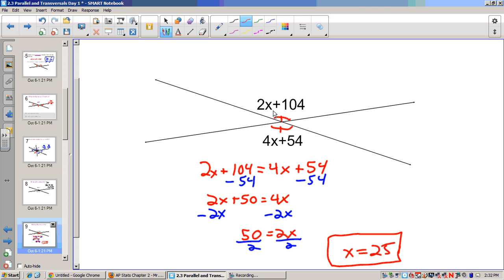If we want to find the angle, we have to take 2 times 25, which is 50. 50 plus 104 is 154. Now that angle does look like it's about 154. And we can try it again on the bottom. 4 times 25 is 100. 100 plus 54 is 154. And now we know that it's correct because we know those angles are congruent.